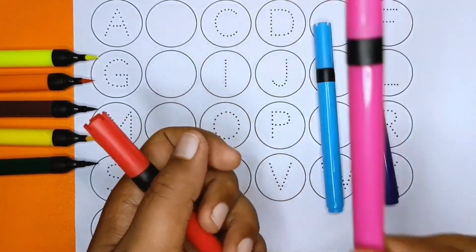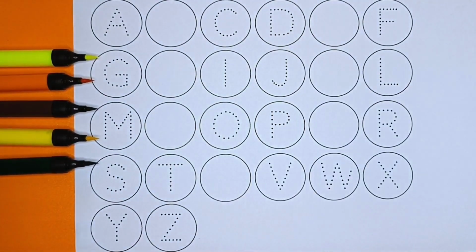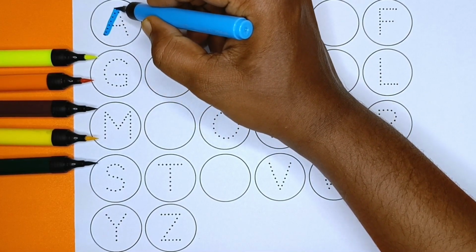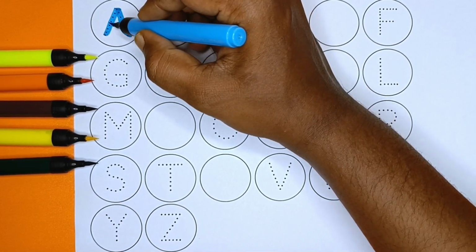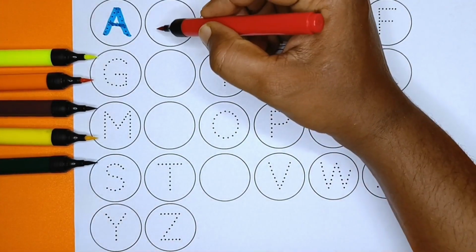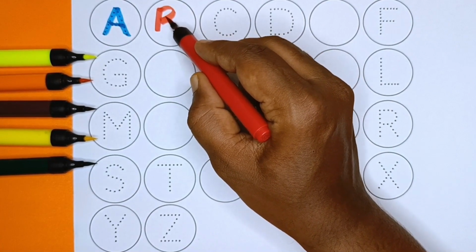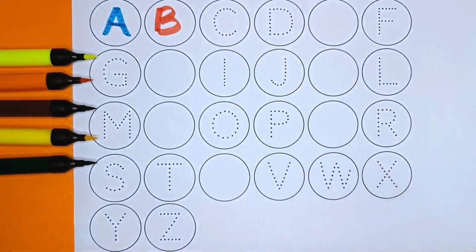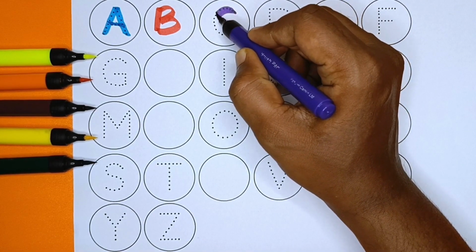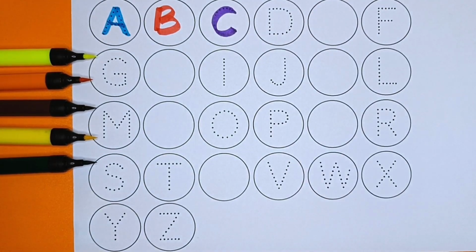Sky blue color, pink color, red color. Sky blue color. A for apple, A for apple. Red color. B for ball, B for ball. Purple color, C for cat, C for cat.